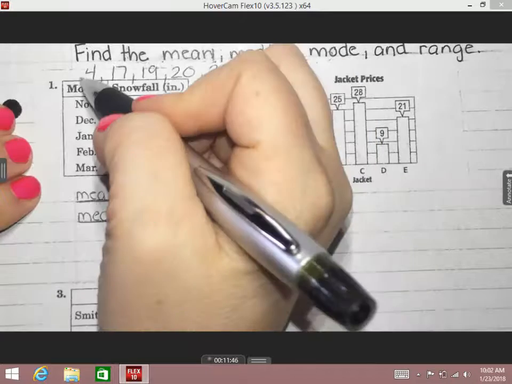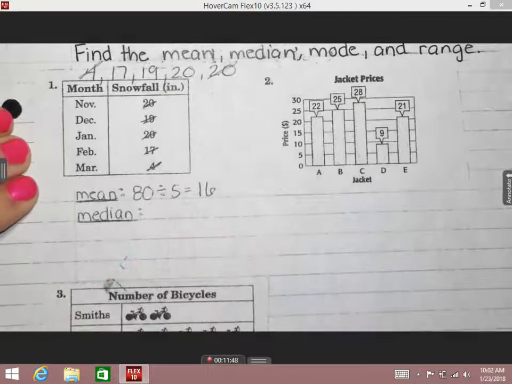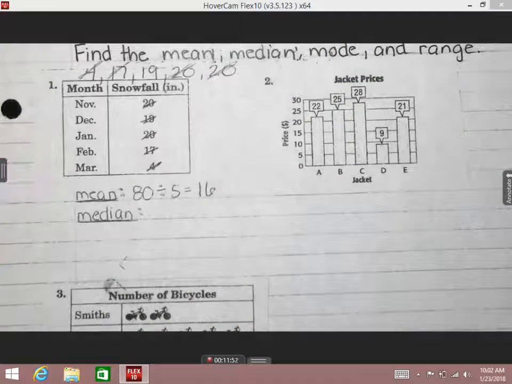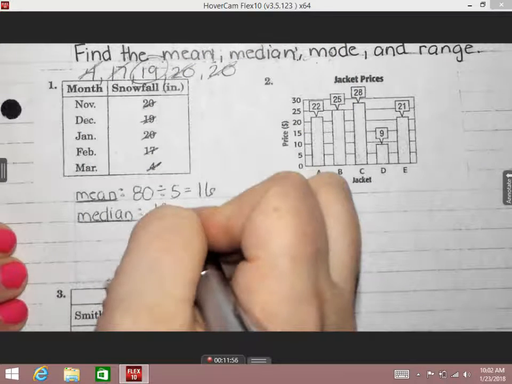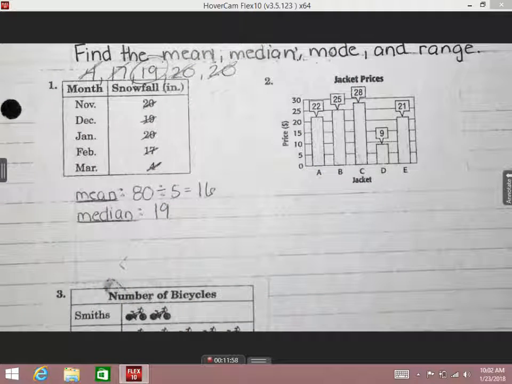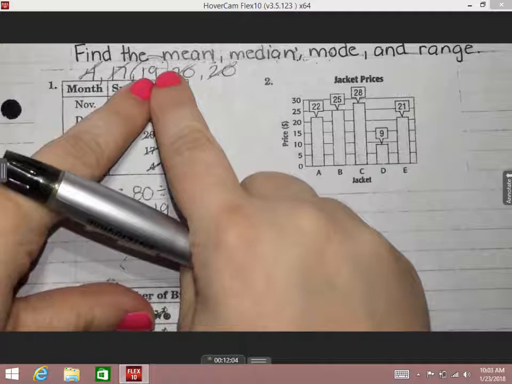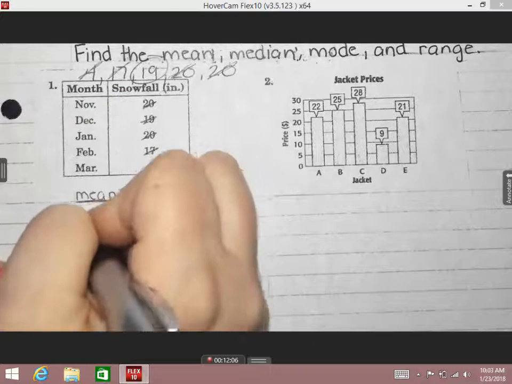So what I do, guys, is I like to mark out one from each end. So I did 4 and 20. Then I'm going to do 17 and 20. So now that leaves me with 19. It leaves me with the middle number. And when my number lists are really long, it's going to help me to just mark them out as I go in. All right? Or you can start with your fingers and just work your way in. Either way.